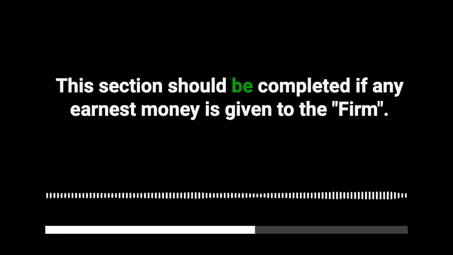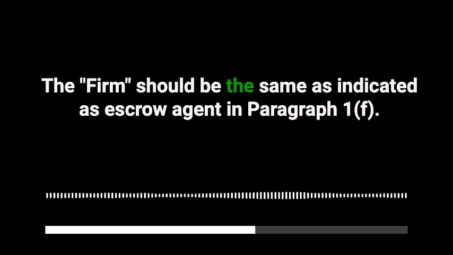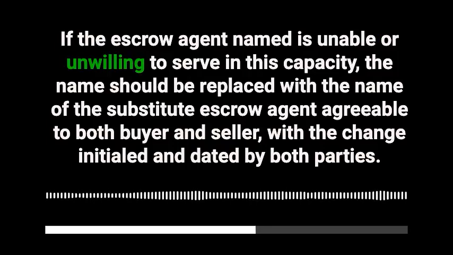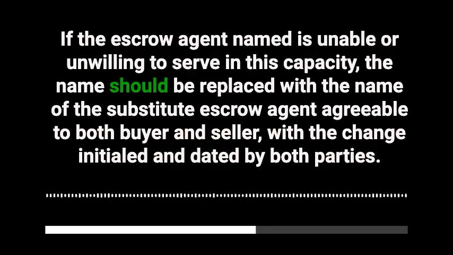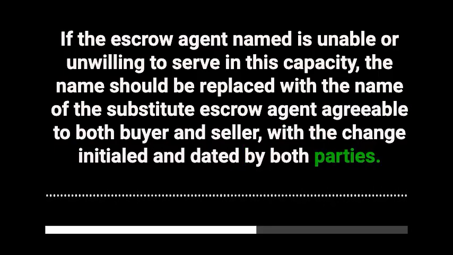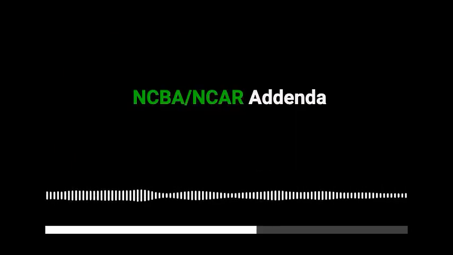Escrow acknowledgement of earnest money deposit. This section should be completed if any earnest money is given to the firm. The firm should be the same as indicated as escrow agent in paragraph 1. If the escrow agent named is unable or unwilling to serve in this capacity, the name should be replaced with the name of the substitute escrow agent agreeable to both buyer and seller, with the change initialed and dated by both parties. NCBA, NCOR Addenda.